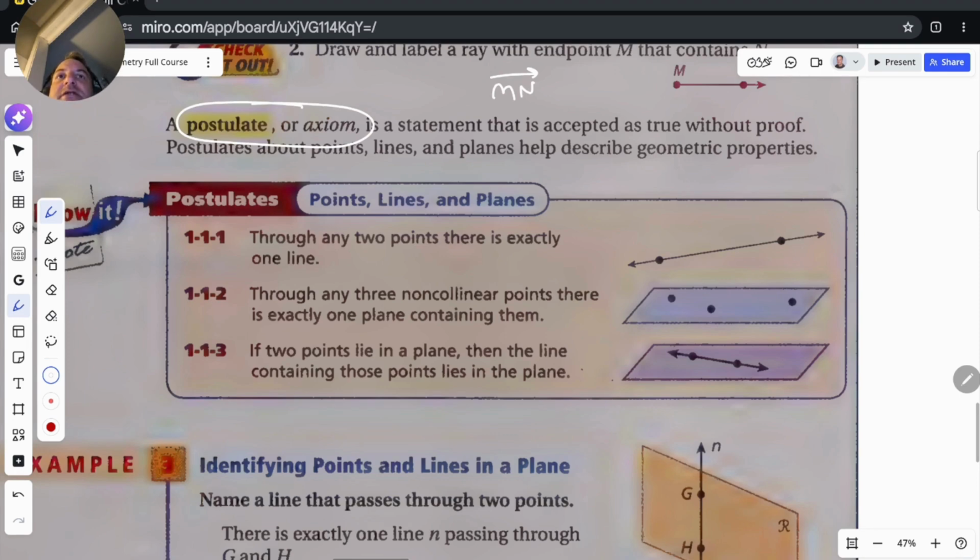Now in geometry, the postulates are about points, lines, and planes, which we talked about previously in our last video. These are the rules that we're using to describe how shapes work. All right, so a postulate or an axiom is a statement accepted as true without proof.